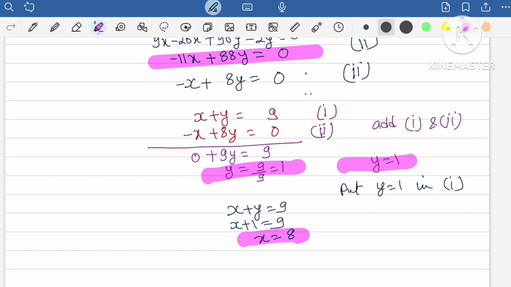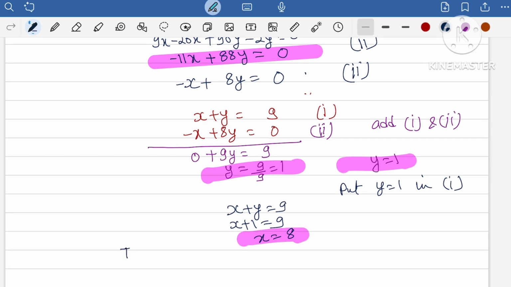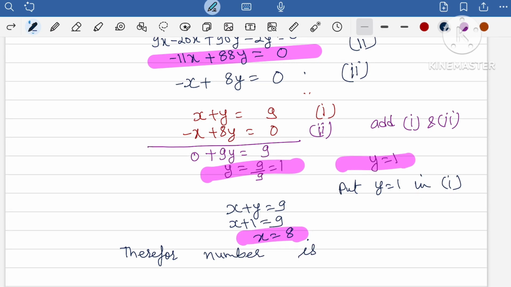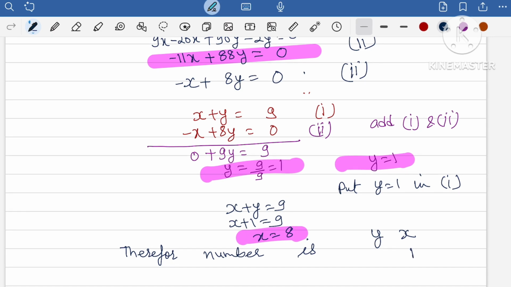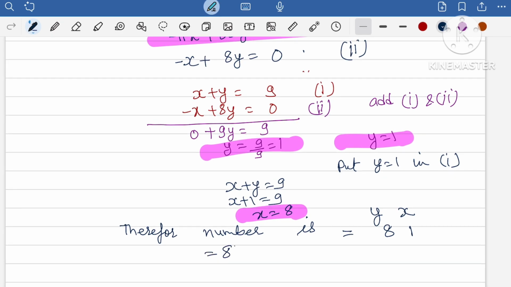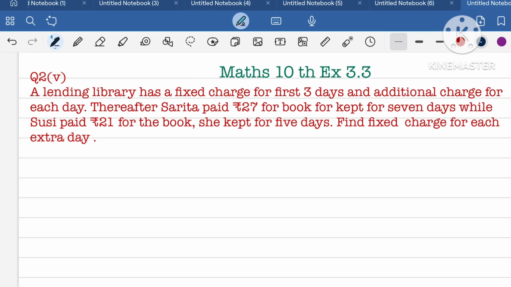So our number was, we had ones place and tens place. In ones place we had x, in tens place we had y, so it is 81. So the original number is 81.